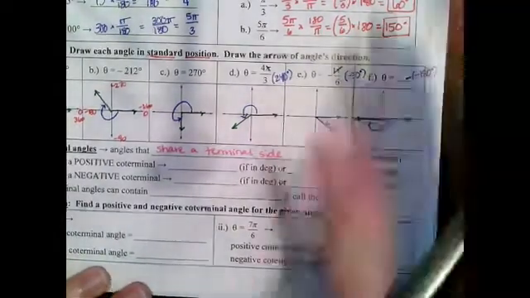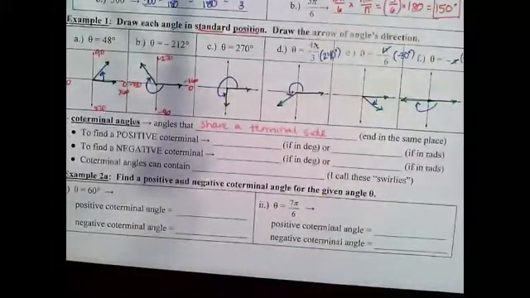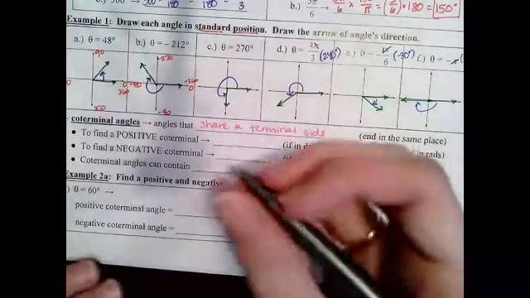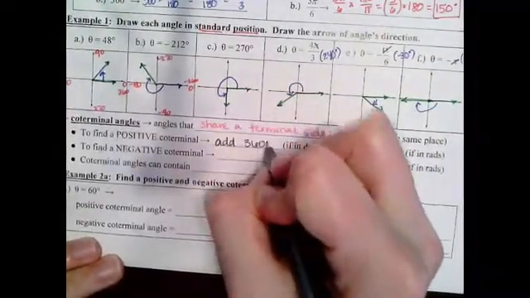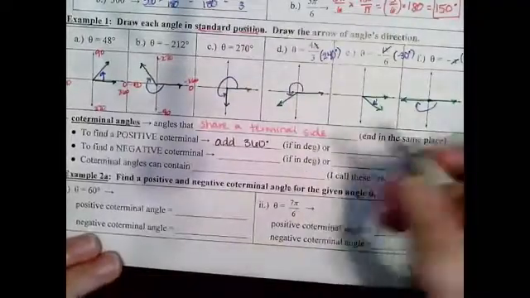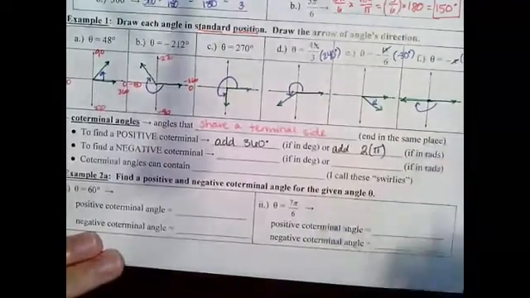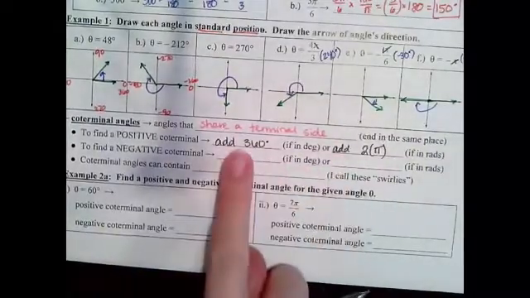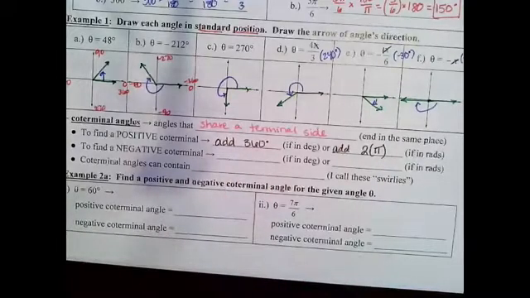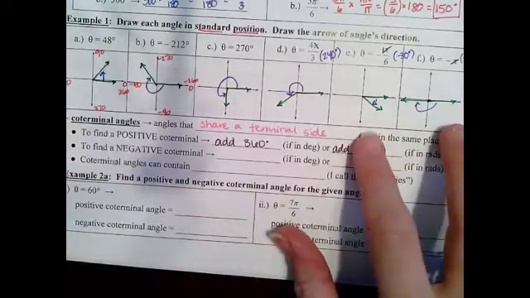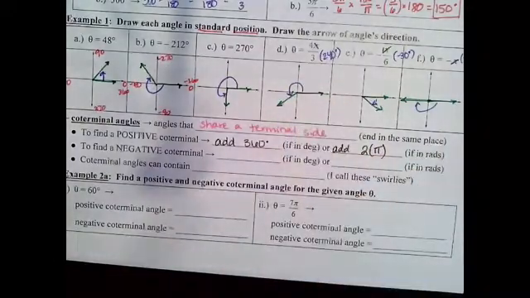So super simple. To find a positive coterminal angle, add 360 degrees. And notice it says if in degrees. Or add 2 pi if it's in radians. Now you could convert to degrees first and then just add 360. That's what I personally would do, but I'll walk you through how to do it if it's in radians. All the way around ends up at 2 pi, and again, we're going to get into that in the unit circle more later.